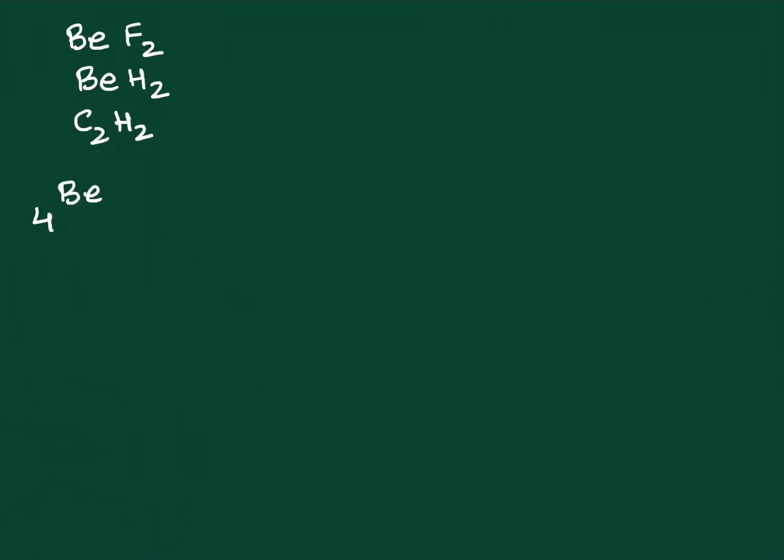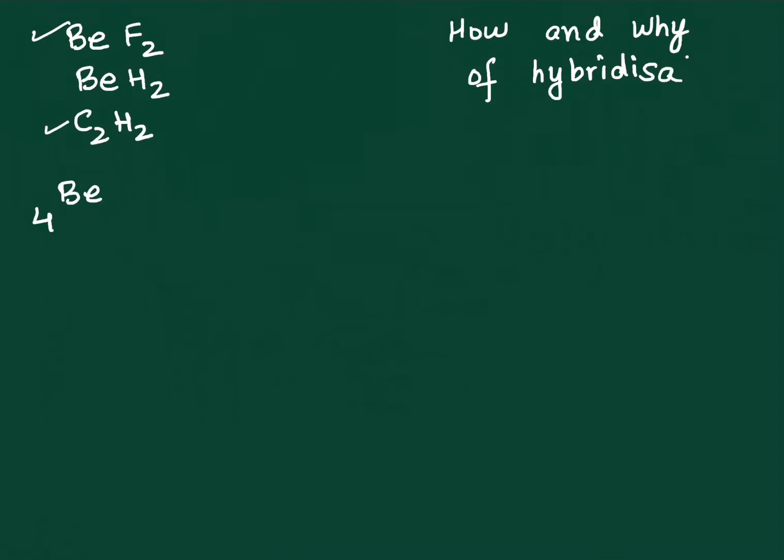We are taking the examples of beryllium fluoride, beryllium hydride and C2H2. Now let's start with the simple things first. BeF2, beryllium fluoride. I hope you are watching this video after viewing the video on the how and why of hybridization, because there we have covered all the basic details for any beginner of chemistry.